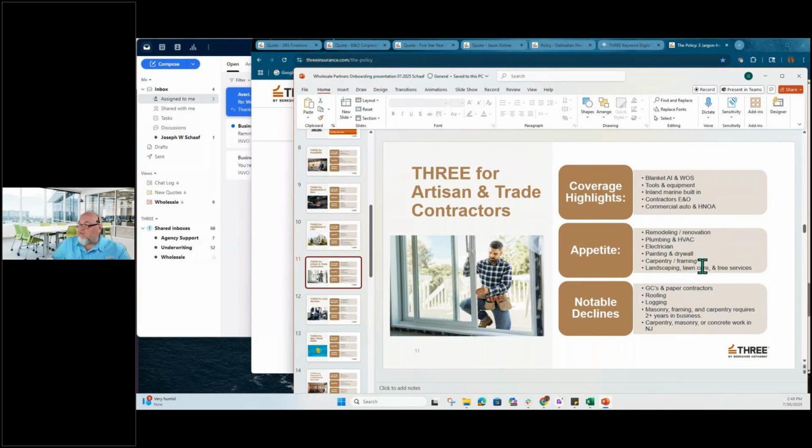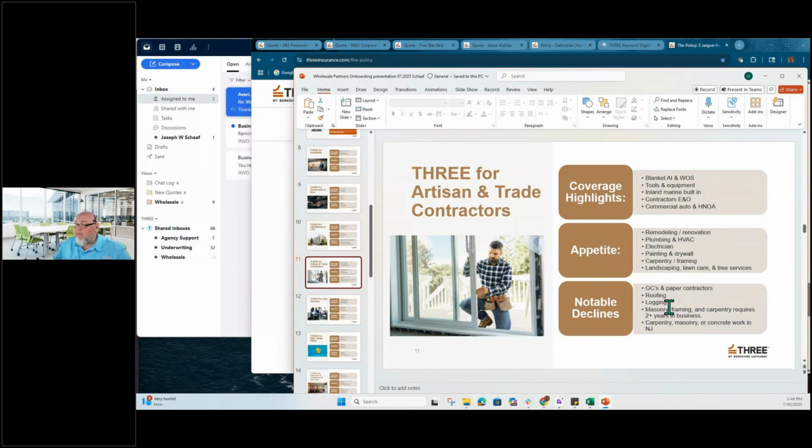The notable declines are listed down here. Roofing is a primary issue, especially when it comes to workers' comp for us. Roofing and workers' comp don't go well for us, especially in a comprehensive type policy setting. So we do not do that. We don't do general contractors or paper contractors.